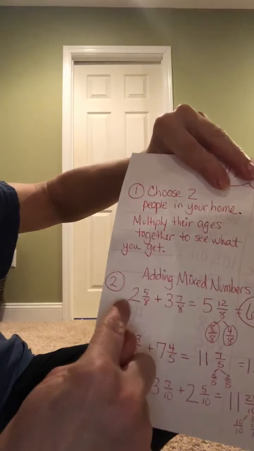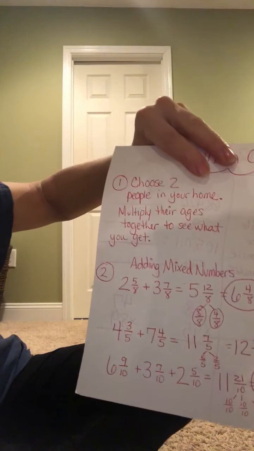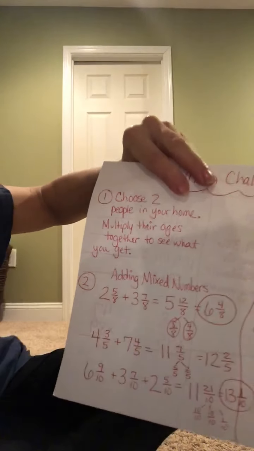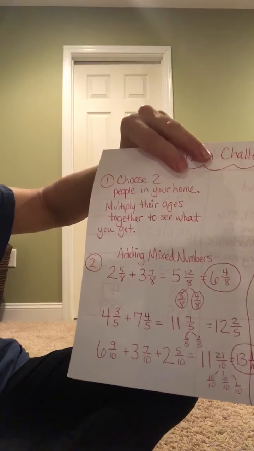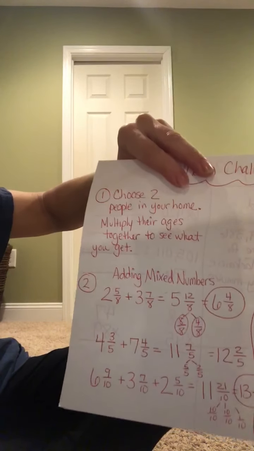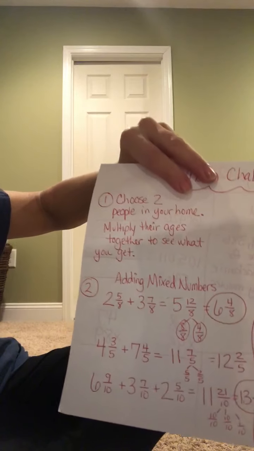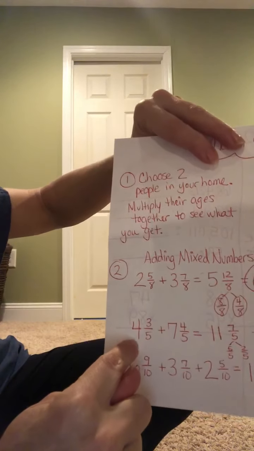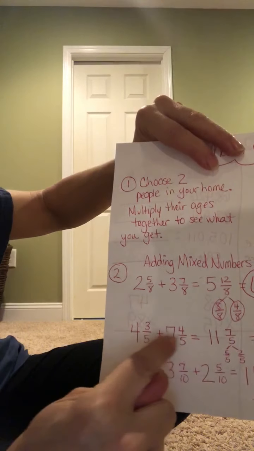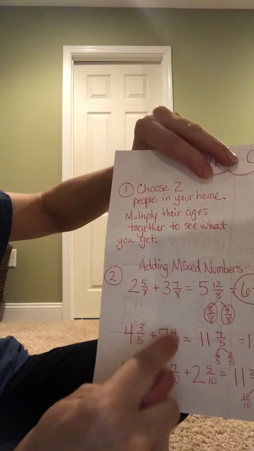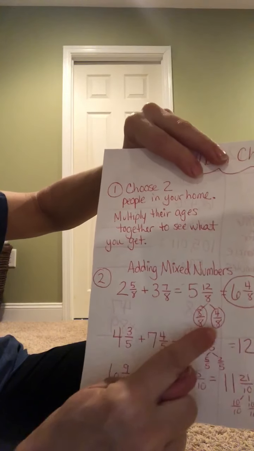Okay, number 2, adding mixed numbers. So when I added together 2 plus 3, I got 5. 5 plus 7 gave me 12 eighths, and this was the one that we did together as the example on the last video. So I walked you through this one already to show you how we would go ahead and do that. So the second two are the ones that you did individually. So 4 plus 7, because I do my whole numbers first, 4 plus 7 is 11. 3/5 plus 4/5 is going to give me 7/5.